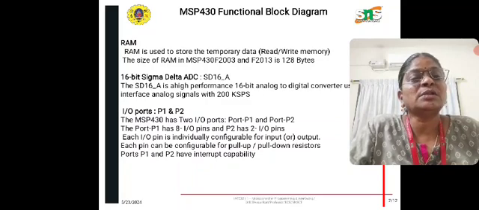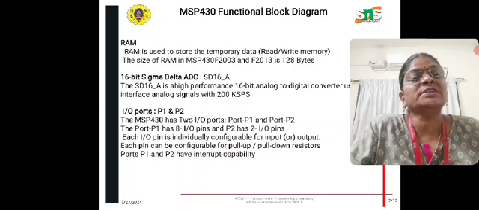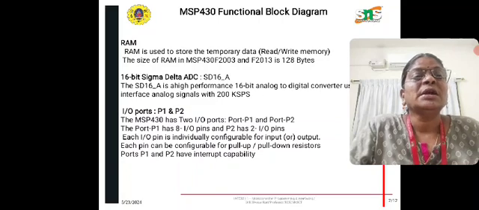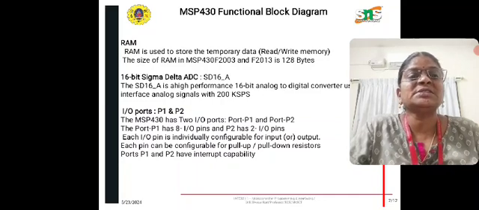Each input and output pin is individually configurable for input or output, and pull up and pull down resistors can be used. P1 and P2 have interrupt capability.